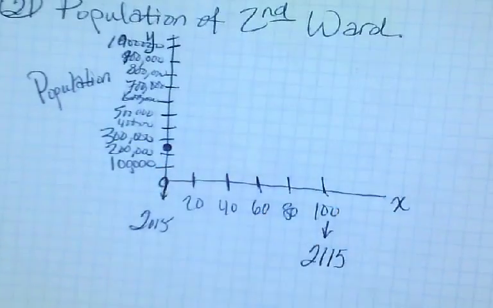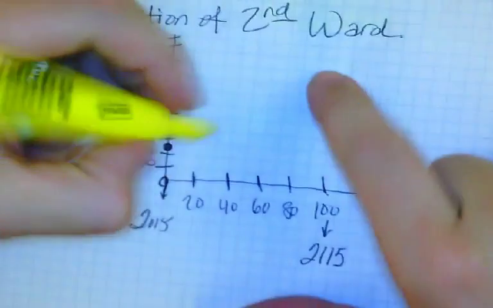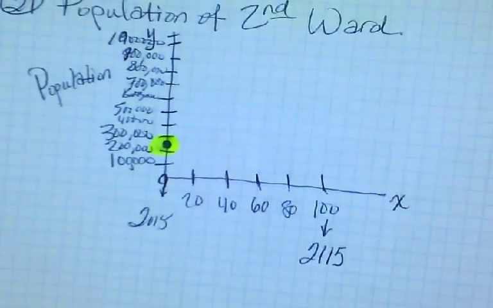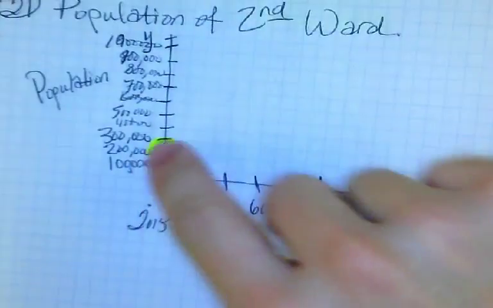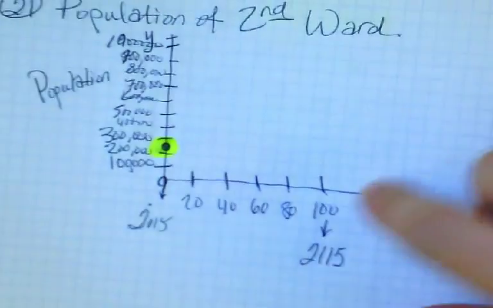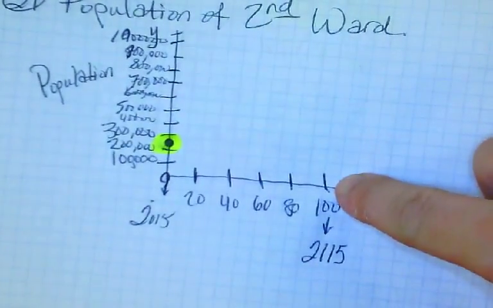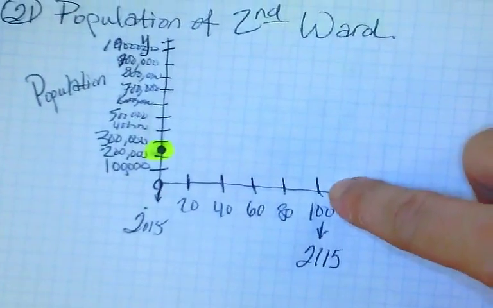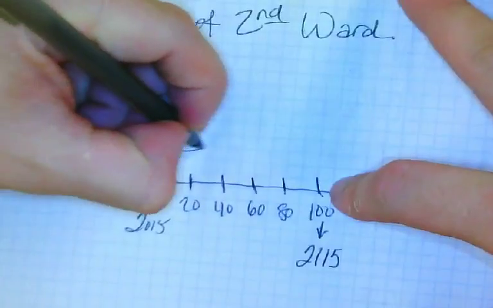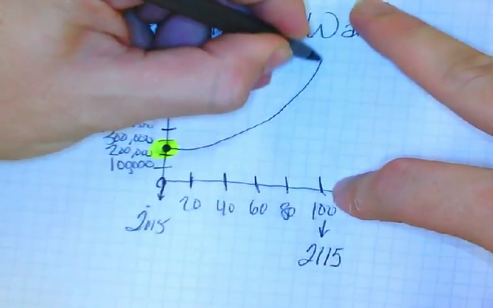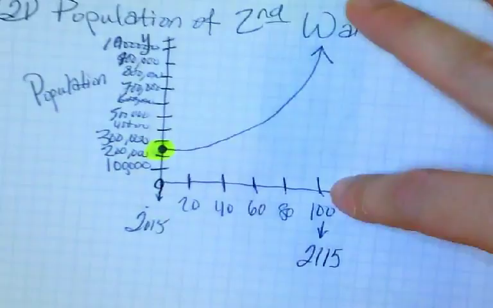Okay, so put your first point right here, please. Right there. And we're going to say at year 2015, that was 2 years ago, we had about 250,000 people. Now, come on out here to 100 years from now, in 2115. We're going to be almost at 1 million if we keep growing like this. So make your graph curve this time. Exponential curve.